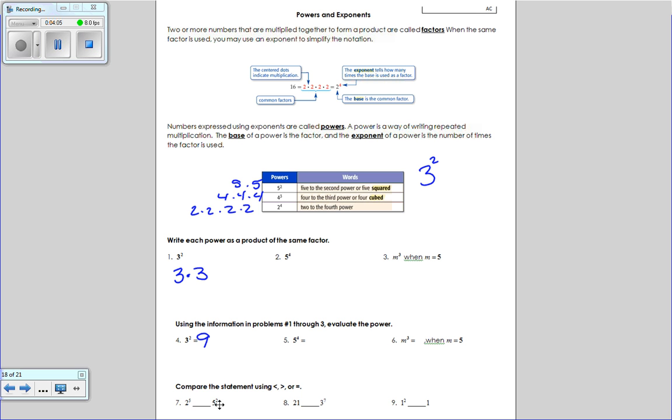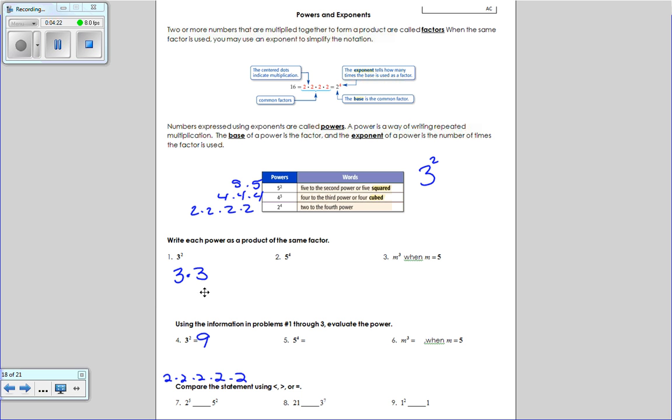We're going to evaluate it, they call it, evaluating the power. And then we're going to evaluate greater than, less than, or equal to between the two. All right, so for 2 to the fifth power, I'm going to multiply 2 5 times. So that's 2 times 2 times 2 times 2 times 2.